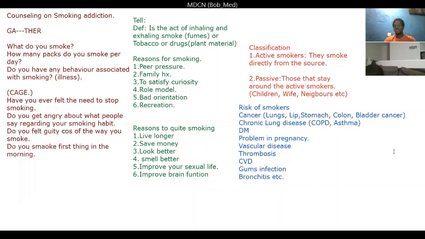You see, it's very short. It's actually very short. It's not long. You understand? So smoking counseling is very short.